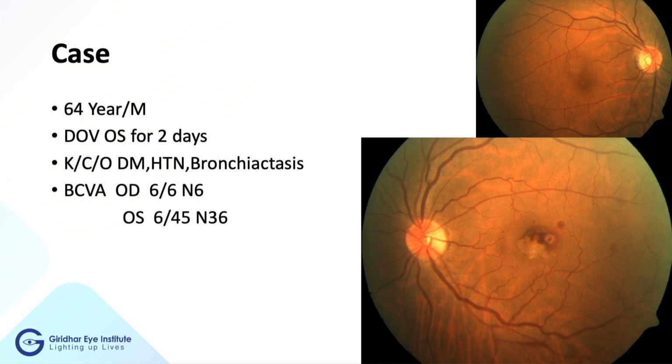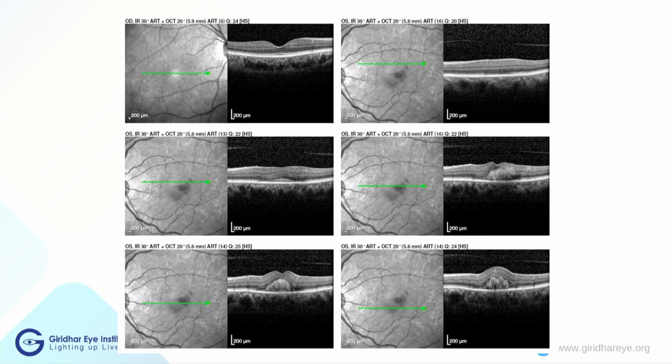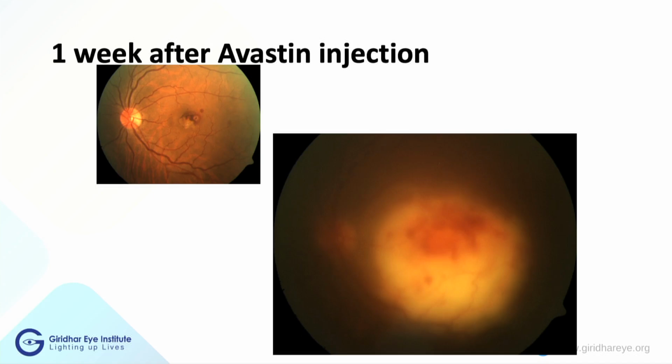So this is a case, a 64-year-old who came with a hemorrhage in the macula. It looks like a CNVM, and Avastin was given based on this OCT picture. There is a stump in the central area, subretinal hyperreflective material. It was thought that it was a classic CNVM. One week after injection, it has become like this.